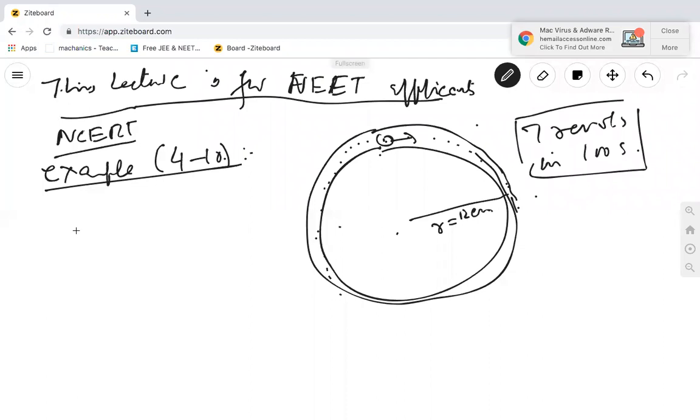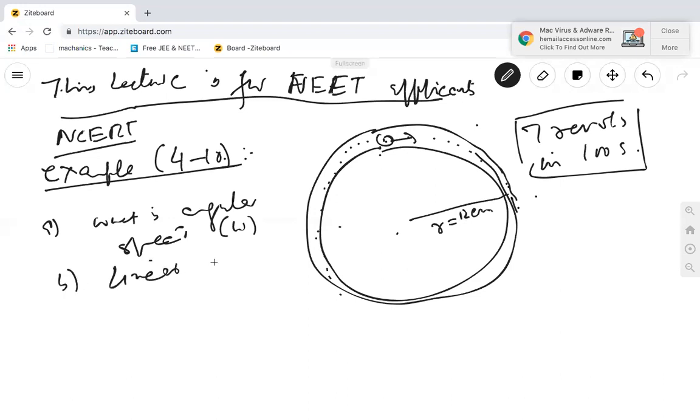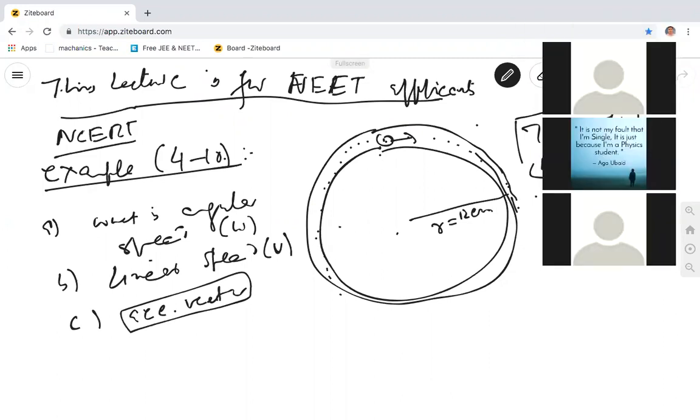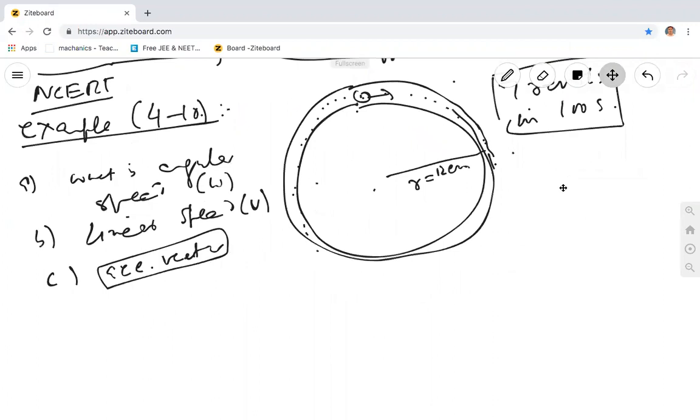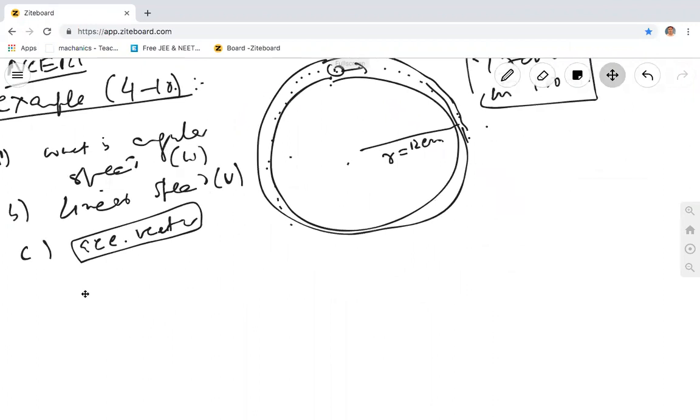What we have to find? Number one, the angular speed of the insect, omega. Number two, the linear speed, that is v. Number three, the acceleration vector. Acceleration vector means you have to find its magnitude and direction. These are the 3 things that we have to find. This is example 10 of chapter 4.